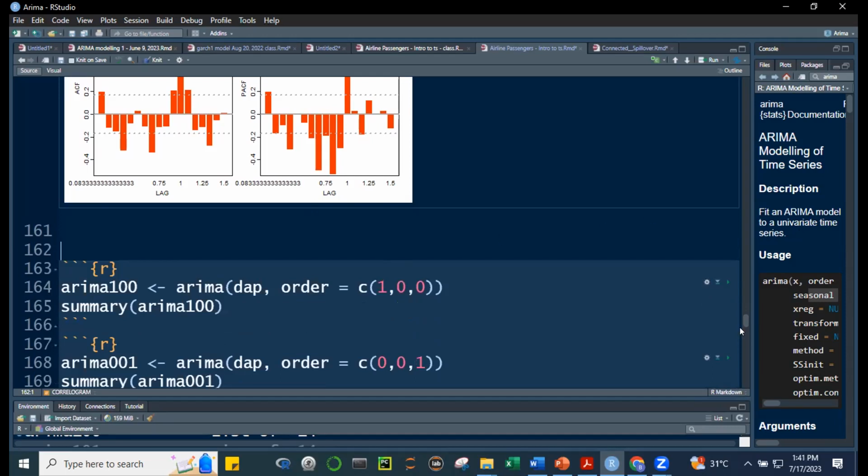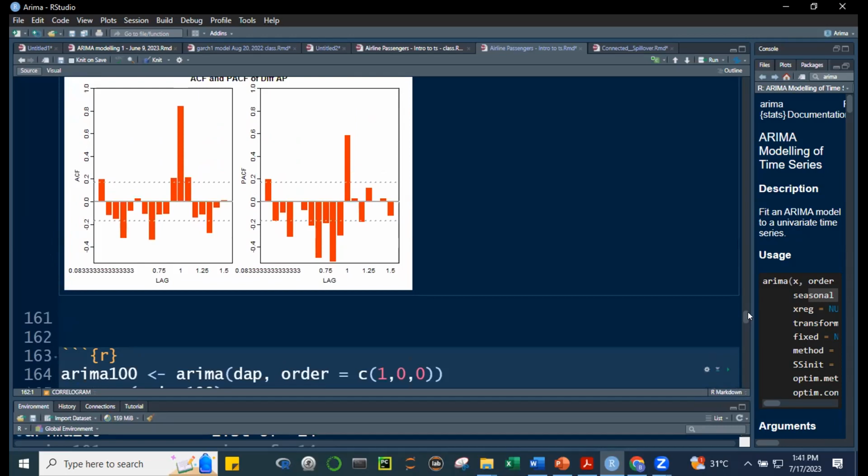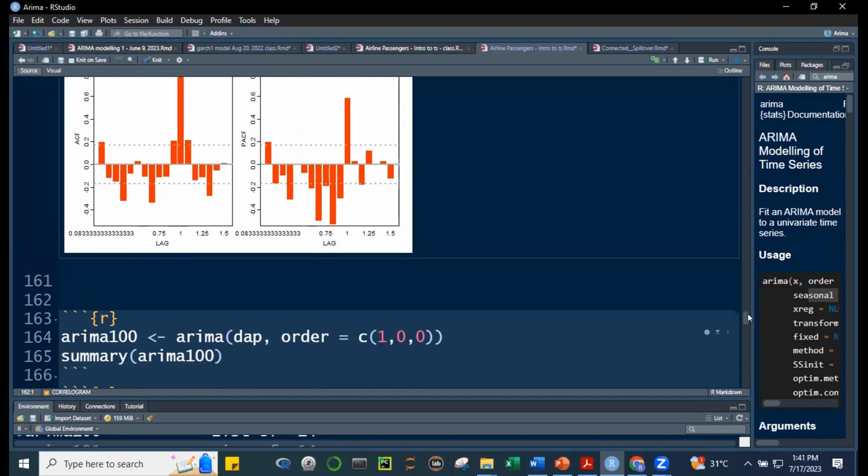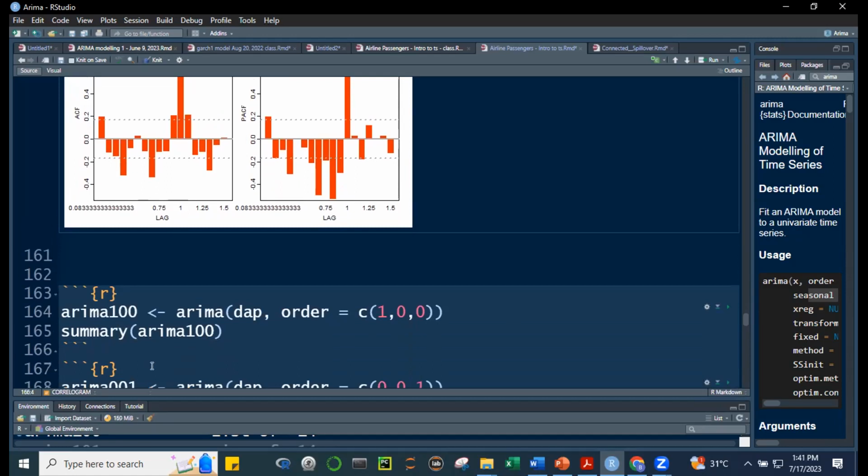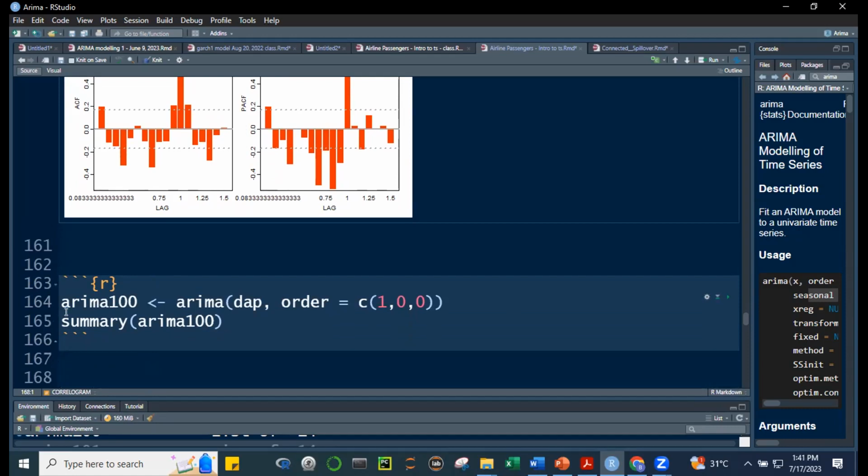Okay, manghula muna tayo, class. No? Sabihin natin na simpleng model muna. What about making this an ARIMA 100? So what we did in the other section was trial and error. So mag-create tayo ng object na ARIMA 100. Okay? And the function is ARIMA, and then the object DAP, and then order is equal to c(1,0,0). So you're telling R to generate an ARIMA 100 model. And then i-summarize natin. Okay, so yung DAP na object na time series, sabi natin kay R, gumawa ka nga ng AR1 model dyan. Okay, so i-run natin.